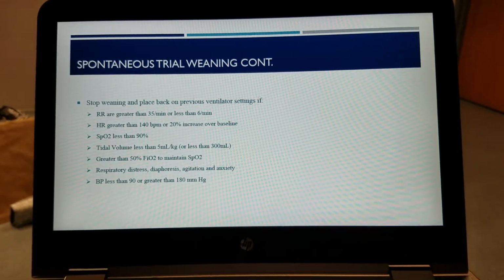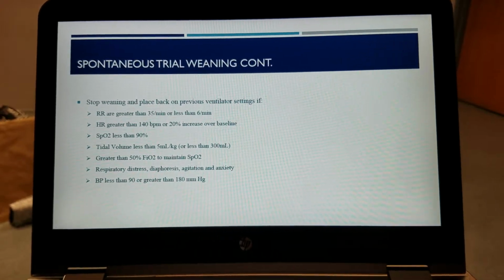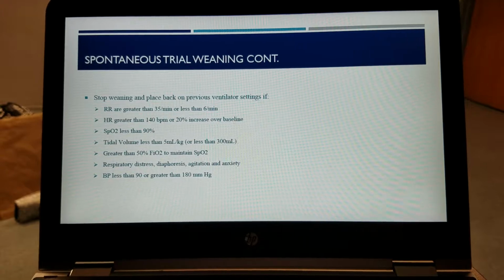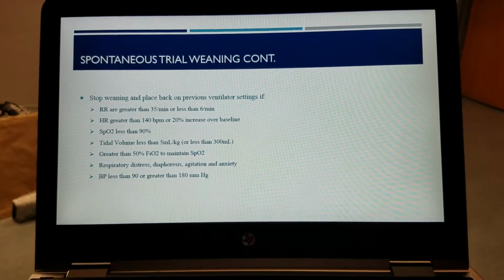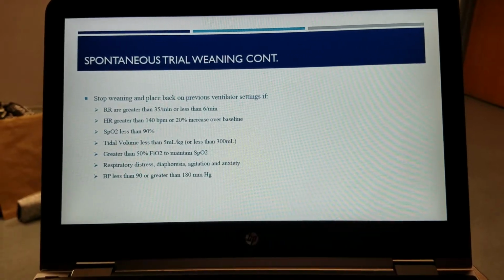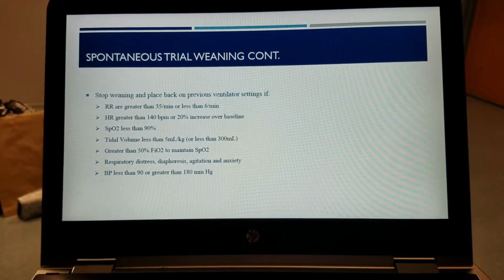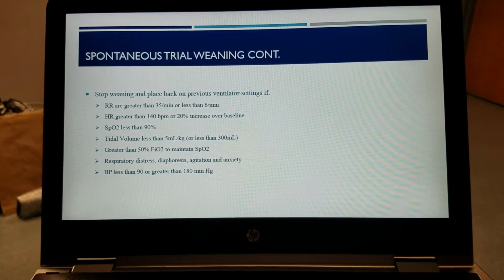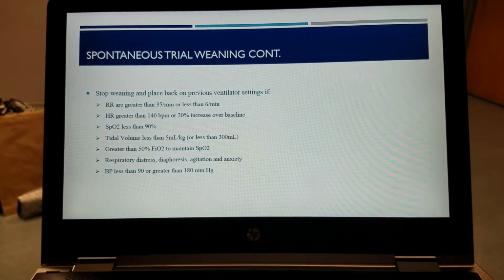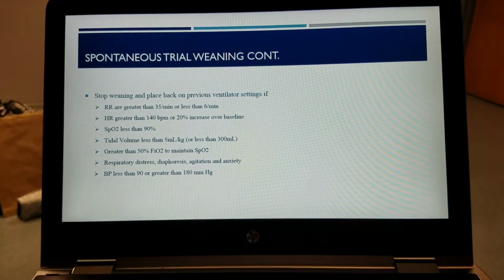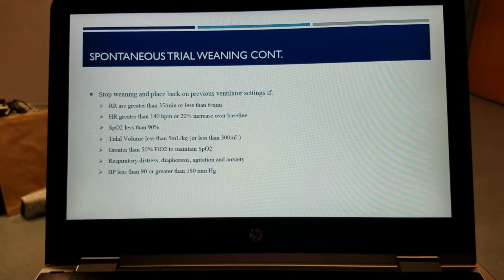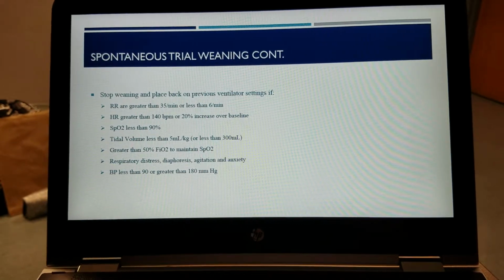Stop weaning and place back on previous ventilator settings if respiratory rate is greater than 35 per minute or less than 6 per minute, heart rate greater than 140 beats per minute or 20% increase over baseline, SpO2 less than 90%, tidal volume less than 5 milliliters per kilogram or less than 300 milliliters, greater than 50% FiO2 to maintain SpO2, respiratory distress, diaphoresis, agitation, and anxiety, BP less than 90 or greater than 180.